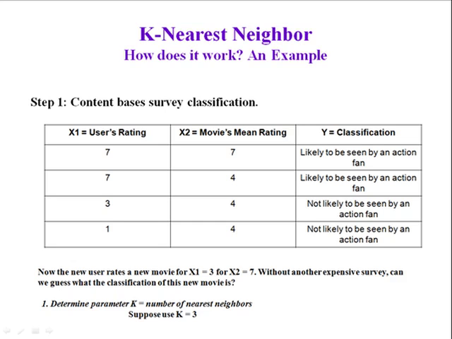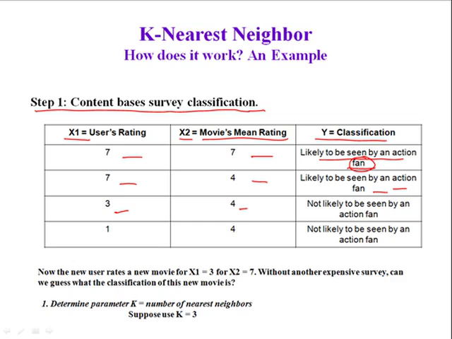So I will just go through the example. Step 1, content based survey classification. Suppose x1 represents the user's rating, x2 represents the movie's mean rating, and y represents the classification. User's rating is 7, movie's mean rating is also 7, likely to be seen by an action fan. Similarly, both are different, but the difference is not very large, and the scores are still very high. Scores are high, so likely to be seen by an action fan. But here scores are low, so not likely to be seen by an action fan. Here also the same. So we get two classifications.